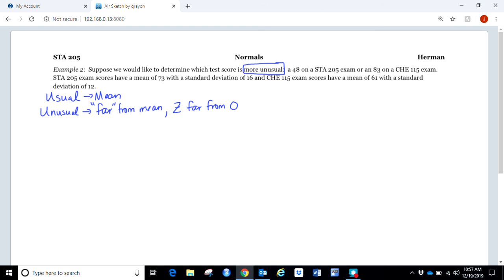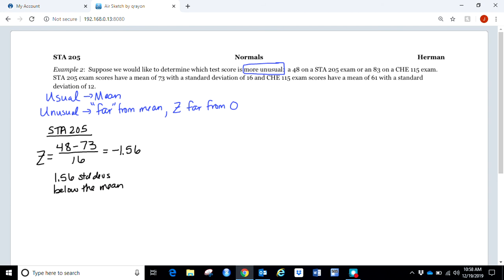Now let's see if we can answer our question. So for our Stat 205, our actual observed score was a 48 on the test. The mean is a 73, and the standard deviation is 16. That gives me a z-score of negative 1.56. So what that means here is we were 1.56 standard deviations below the mean, right? That's what that negative sign is telling us, that we performed worse than the mean by 1.56 standard deviations.